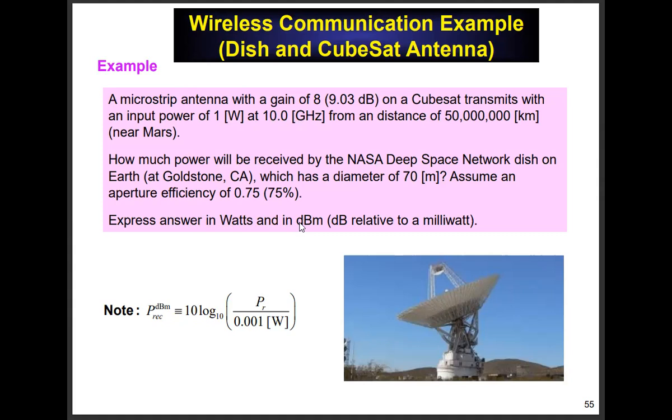I mentioned a month or so ago what dBm is. dBm means dB relative to a milliwatt. So just a reminder, if I know the received power, to convert it to dBm, I divide by a milliwatt, which is 0.001 watts, and then take 10 log 10 of it. That's converting received power in watts to dBm. That's simple once we have the actual power received in watts.